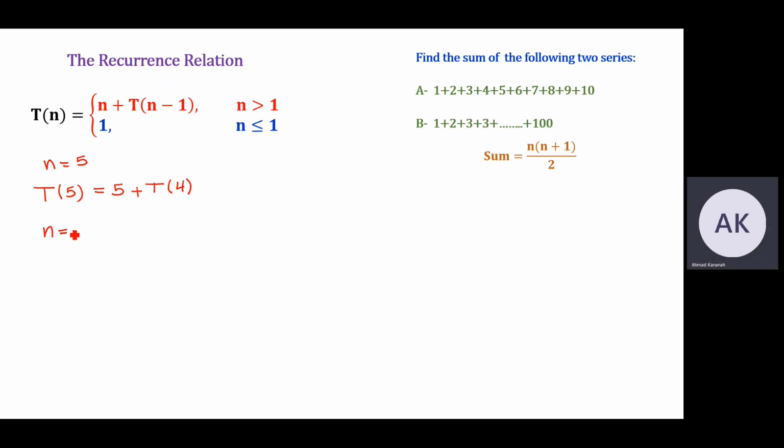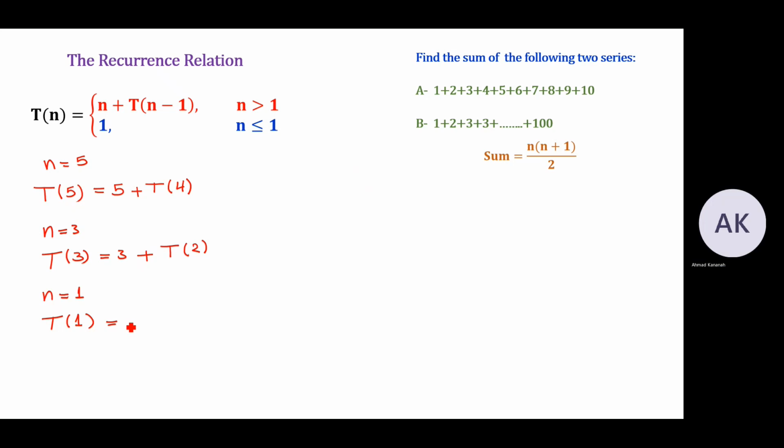Now assume n equals 3. So the time required to run the recursive algorithm equals 3 plus the time required to run the same algorithm when the argument is equal to 2. But assume when n equals 1, the time required to run the algorithm when the argument is equal to 1 is equal to 1. So remember this.